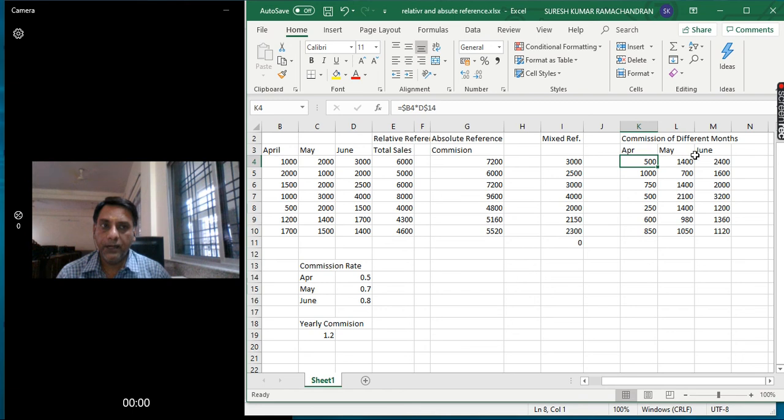That means it is the mixing of relative as well as absolute. You can see April, May, June, there are different commission rates. It changes. You can see here D14, then D15, then D16. So here the changes take place. In each column the D14 is fixed, here the D15 is fixed, and here D16 is fixed. Hope all of you understand the differences of relative reference, absolute reference and mixed reference. Thank you very much.